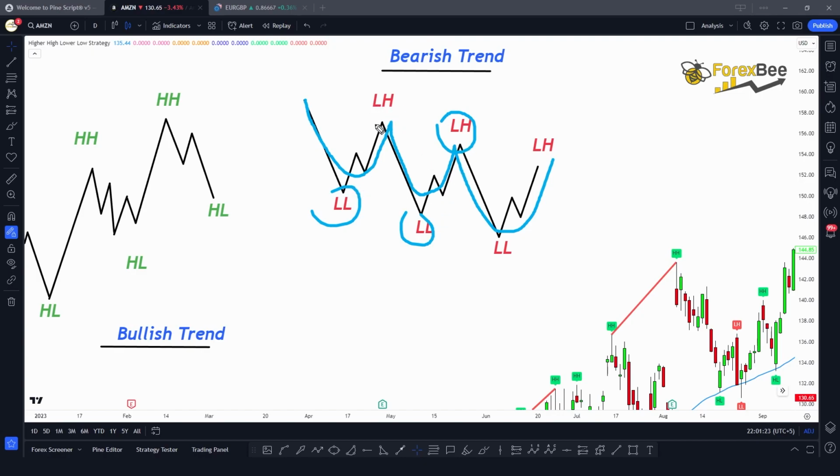So with the consecutive formation of these lower highs and lower lows, we can see the sellers are driving the market in the bearish direction, and that's why the seller sentiment is prevailing. So we should look for sell opportunities whenever the market is making a bearish trend.